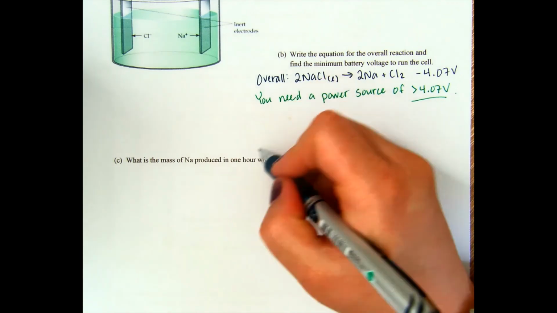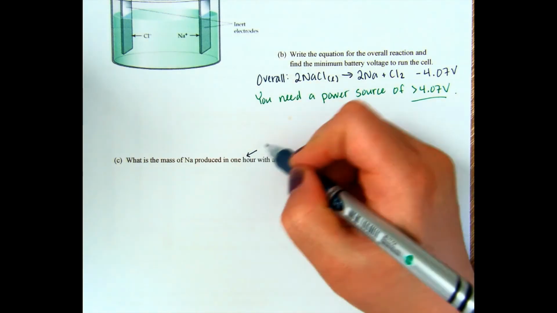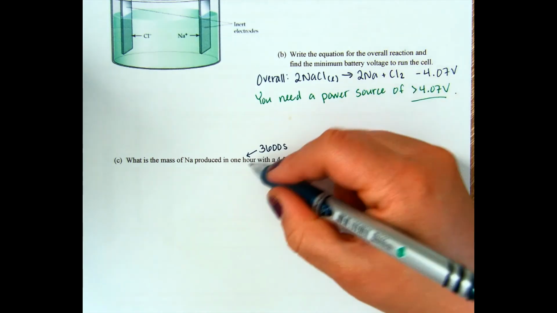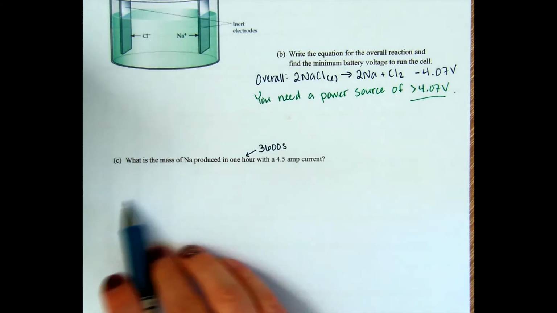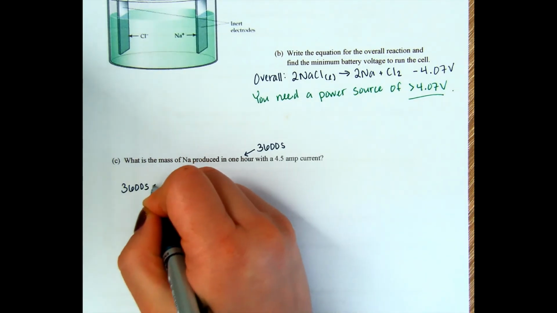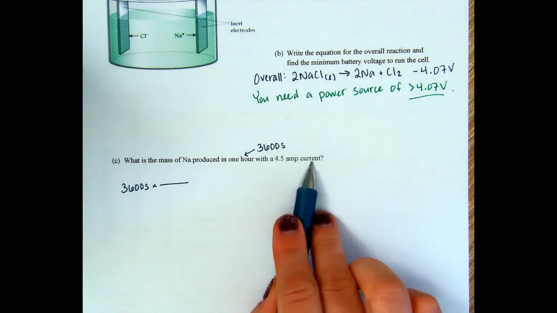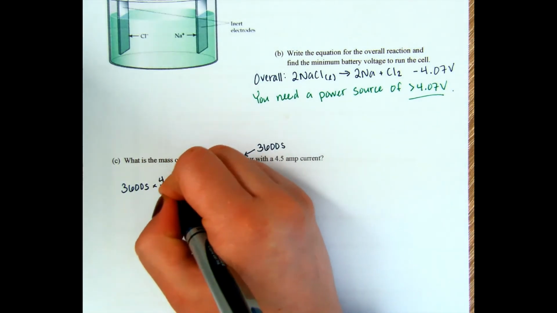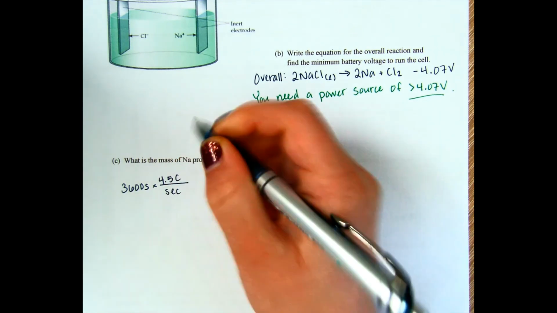All right, first thing I'm going to do is figure out how many seconds are in an hour. That's 3,600 seconds in 1 hour. I could have just written hours and converted to seconds, but I'm going to start in seconds. So if I have 3,600 seconds, and I know I have a 4.5 amp current, that means I have coulombs per second already: 4.5 coulombs per second.